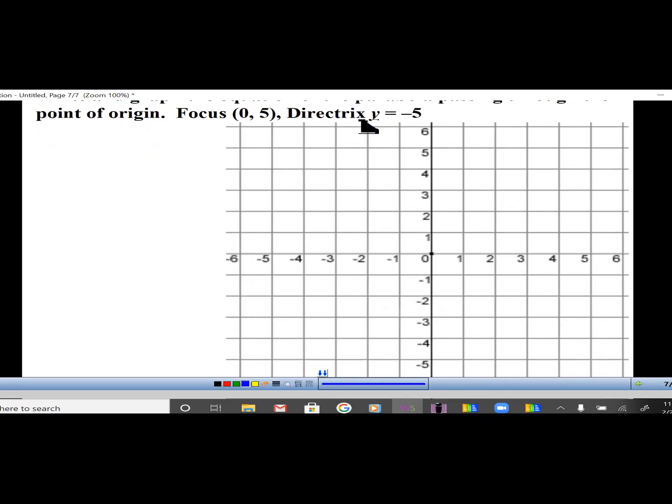So we start with the directrix. The directrix is -5. There it is. So I sketch my line going through there. My focus is at (0, 5), which is right there. That means my parabola is going to be through the point of origin. All right, we said it's a vertical, so I'm going to use x squared equals 4py. Where do we get the p value from? From the focus. So we substitute 5 in there. We bring down x squared equals 4 times 5y. x squared equals 20y.